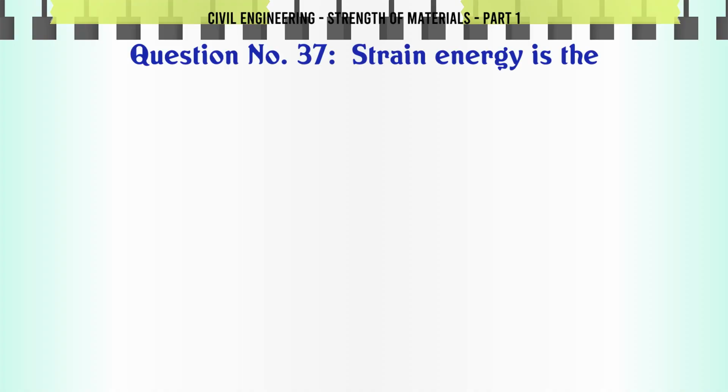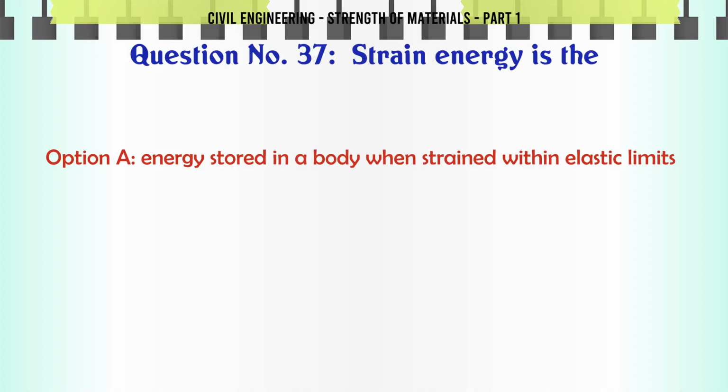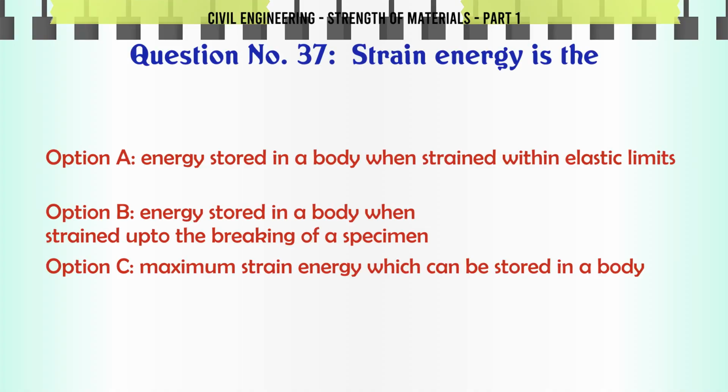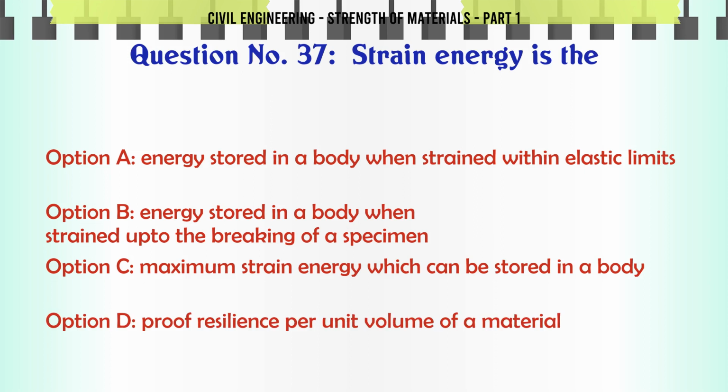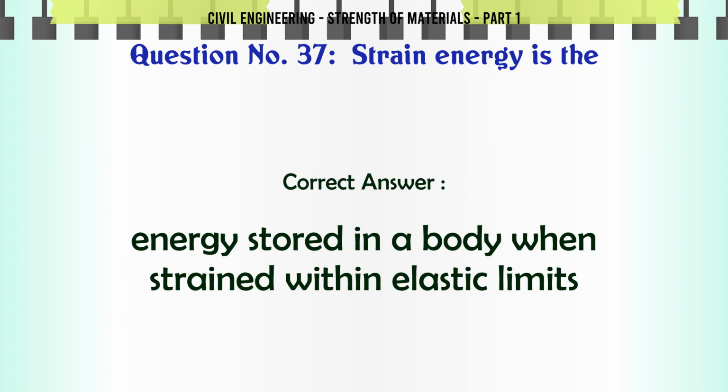Strain energy is the A. energy stored in a body when strained within elastic limits, B. energy stored in a body when strained up to the breaking of a specimen, C. maximum strain energy which can be stored in a body, D. proof resilience per unit volume of a material. The correct answer is energy stored in a body when strained within elastic limits.